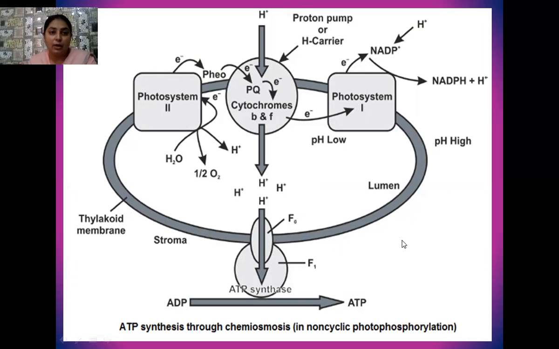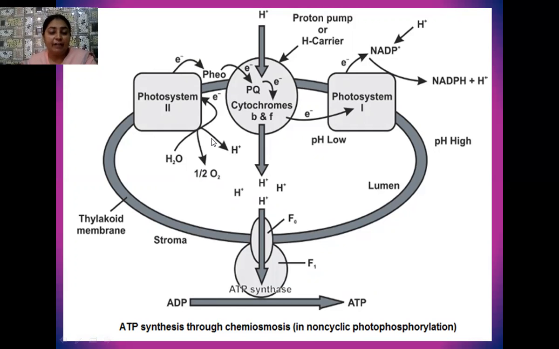All of these thylakoids are arranged in a fluid-like matrix, which is known as the stroma of the chloroplast. So there is a proton gradient established here. So many protons get accumulated on the inner surface of the thylakoid membrane, whereas the protons are very few outside the thylakoid membrane within the stroma. So as a result, a proton gradient gets established.